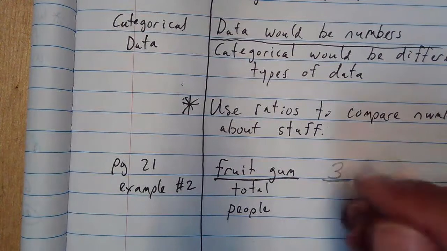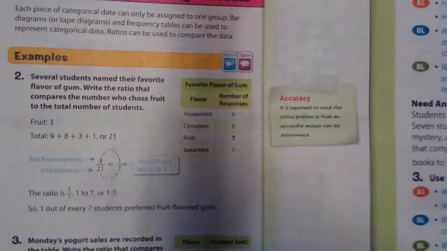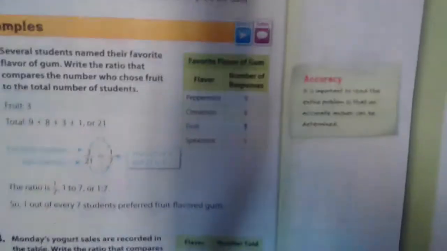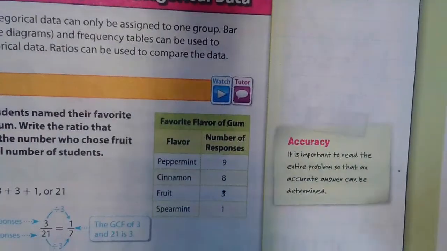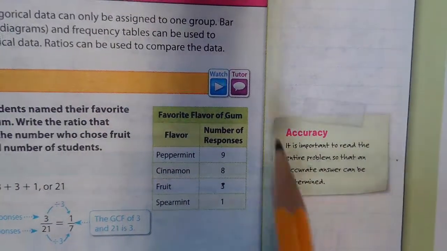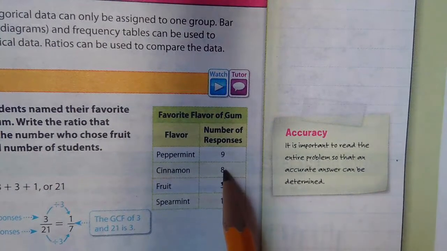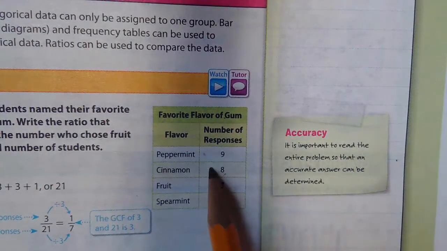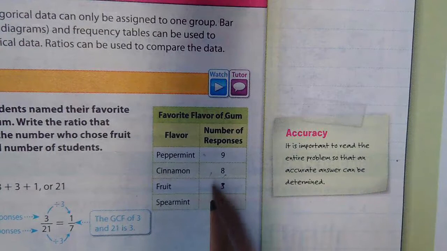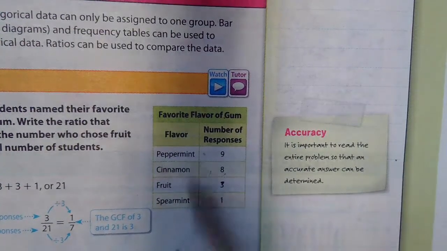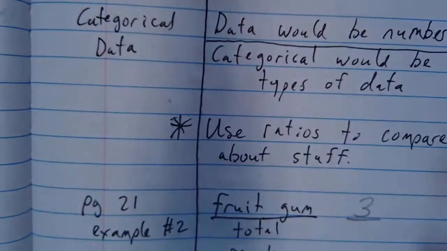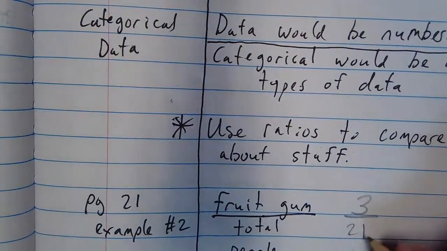But then what's the total number of people? Again, you look at the table. This is all stuff you can do. If you can count, if you can skip count, you can do this. All right, so 9 people like peppermint. 8 people like cinnamon. So peppermint, cinnamon, that's 17 people so far. Plus 3 more that like fruit, that's 20. Plus 1 person that likes spearmint, that's 21. 3 to 21.